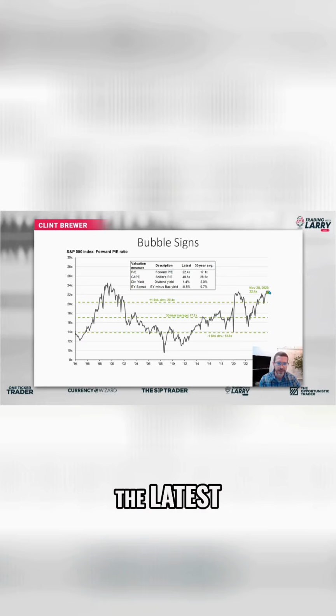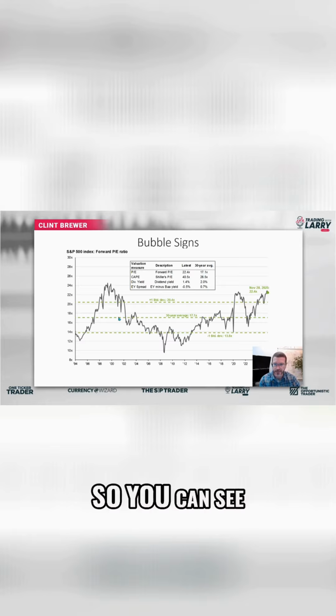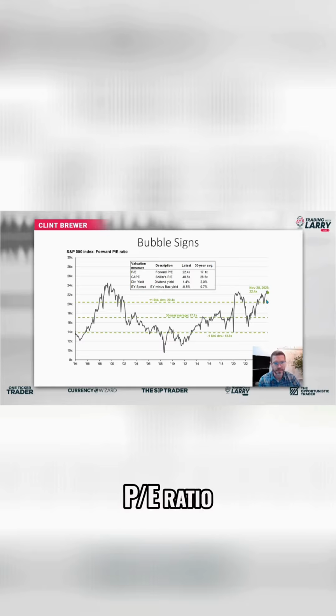So the latest valuation measure ratio based on the PE has us at 22.4 times. That is well above the 30-year average of 17.1 times. So you can see the average is this middle dashed line going across the chart here. And then this plots one standard deviation above and below that average. So you can see we are approaching some interesting levels here on the forward PE ratio.